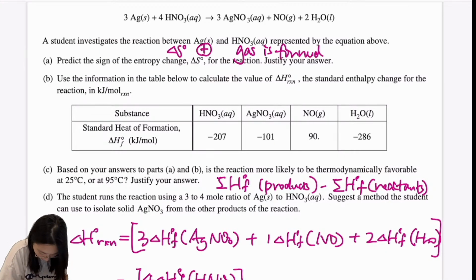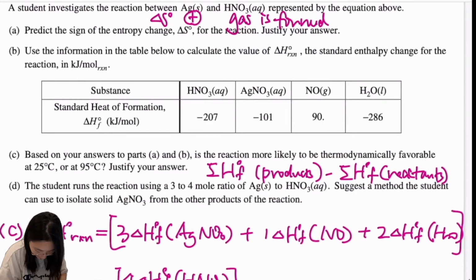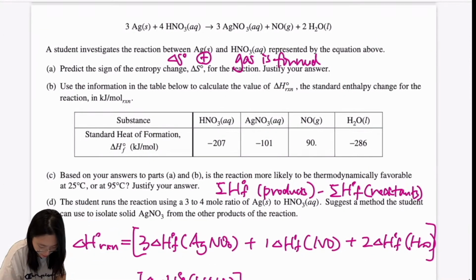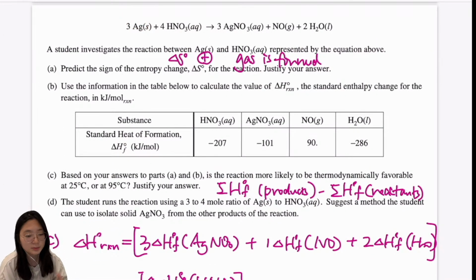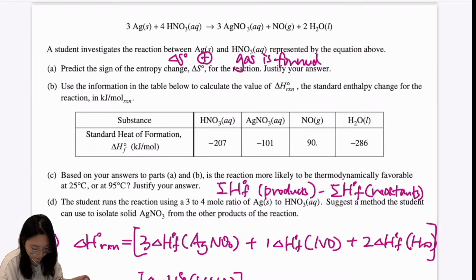Okay, oops, my bad. For the reactant side, I don't have to add the enthalpy change of formation of silver, because enthalpy change of formation means a new substance is formed from its elements, with the elements in their most abundant form in nature. And silver, copper, zinc, gold, all of those metals exist in the form of a single metal atom. So for all of these metals in solid form, the enthalpy change of formation is 0.